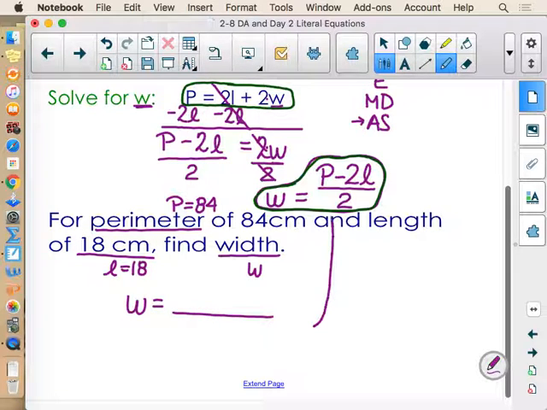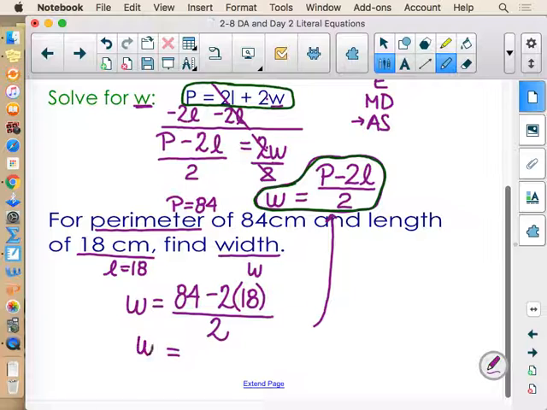So I'm looking up there. It says take the perimeter number, 84. Subtract twice the length number, which they said is 18. And divide by 2. So we want to see this step where we're showing what numbers we plugged in and where. And then we can go ahead and calculate.